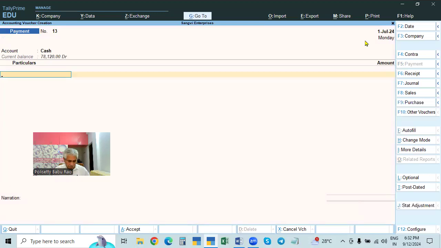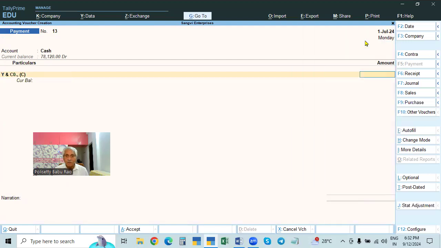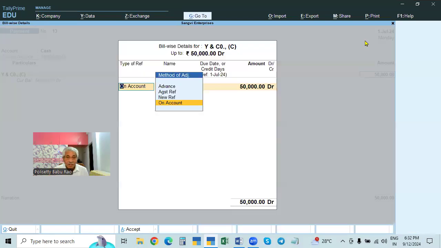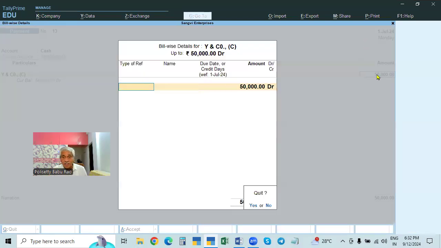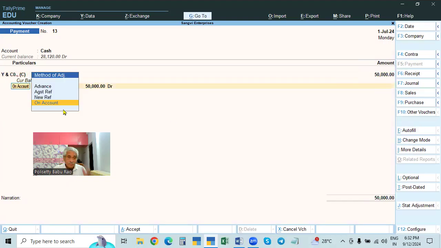So we are making payment to the creditor, Y and Co. Y and Co is the creditor. For example, we are making a payment of 50,000 rupees as advance. And here you see we are not making the payment against any pending bill. That is why it is showing on credit, and we have to take it as advance. And the payment voucher number it will take by default.